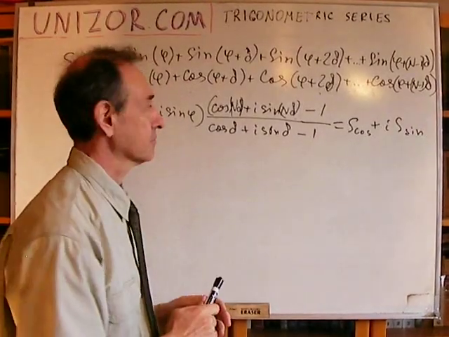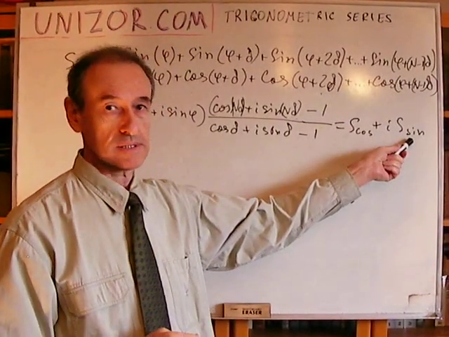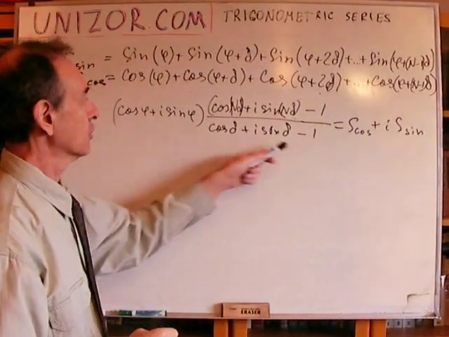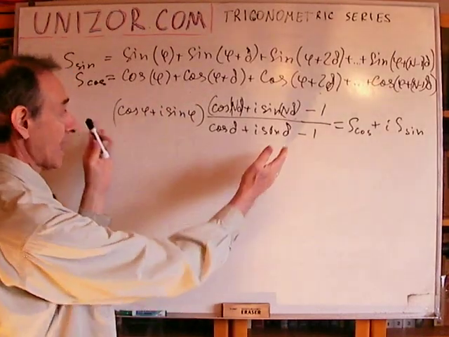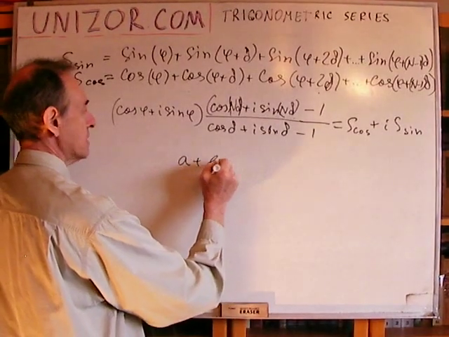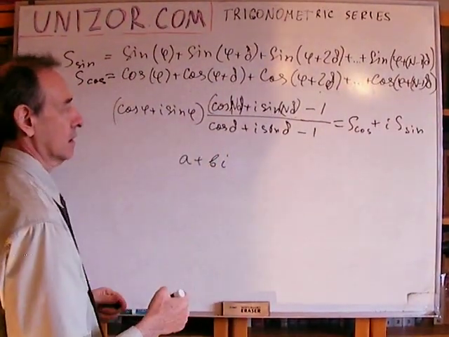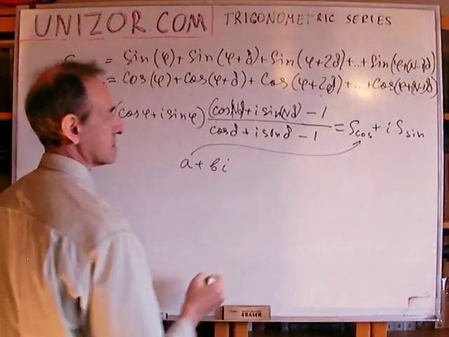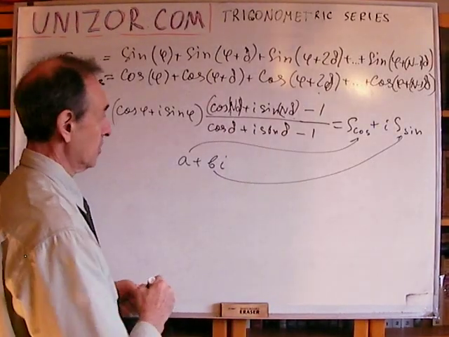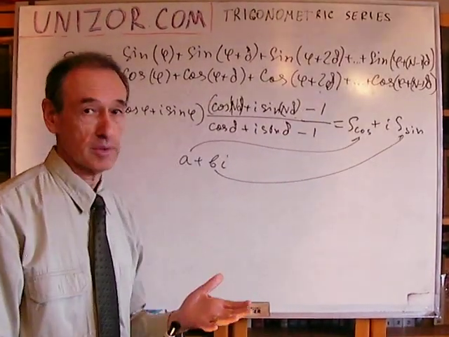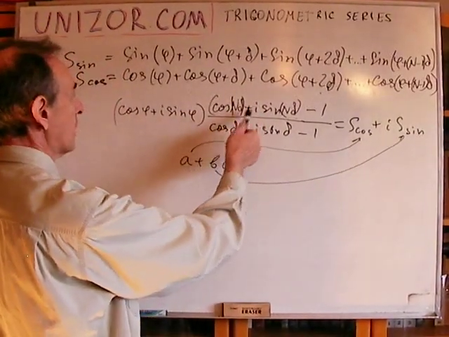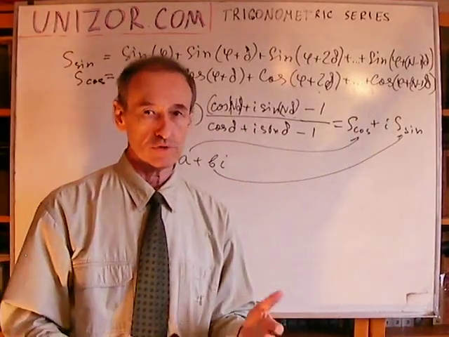Well, not quite, because I have derived a complex number, and this is a representation. If I am able to represent this complex number in the form like a plus bi, then I can say that a is s cosine, and b is s sine, right? Now, this is a problem, but it's a technical problem. There is nothing creative about this. All I have to do is really do the multiplication and division, and I know how to do multiplication and division in complex numbers.